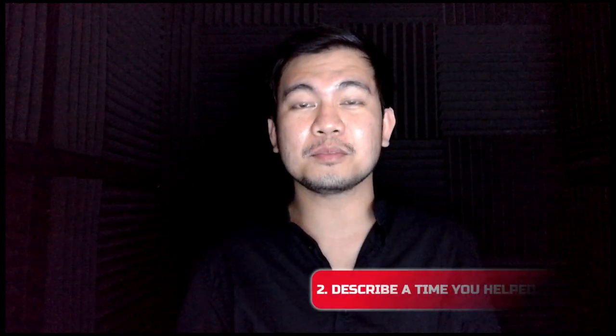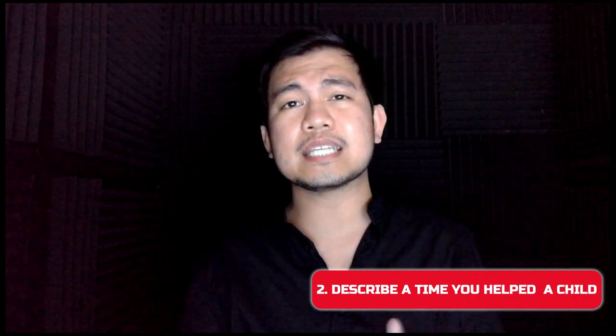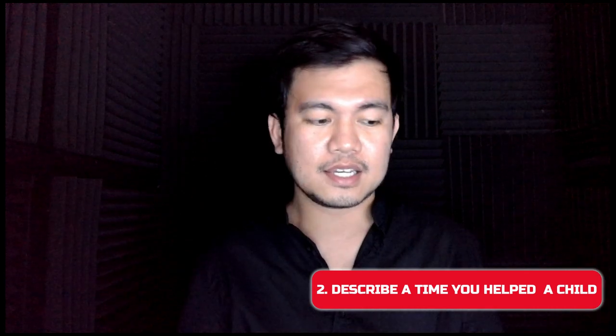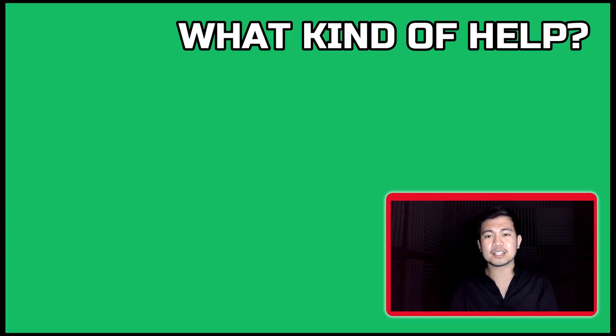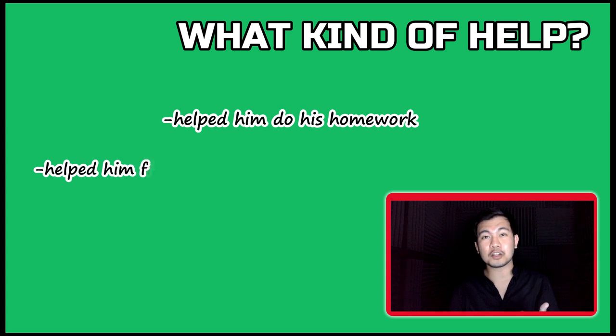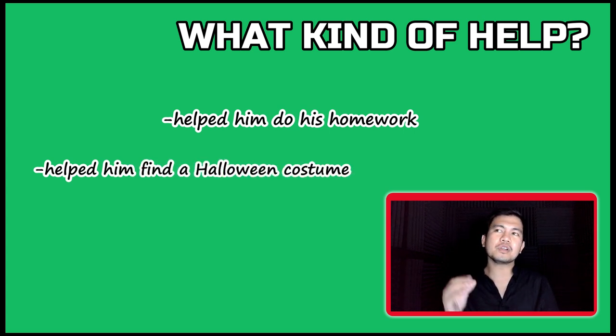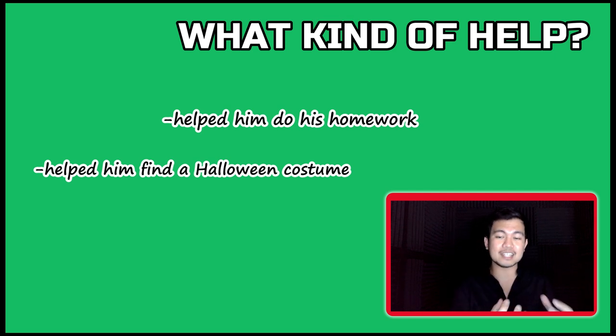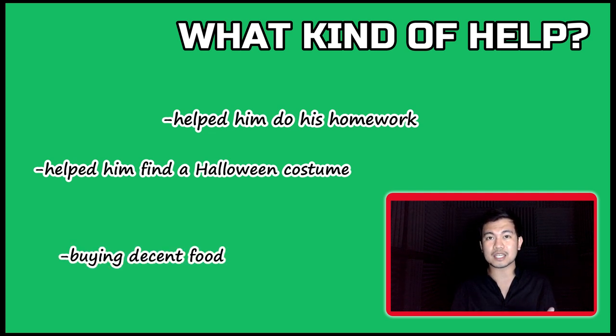Next, a time you helped a child. Well, there are so many instances in the past that we helped a child. For instance, we helped him do his homework, or we helped him find a Halloween costume. Now here, if you're living in a developing nation, or if you visited one, or you watched some news about the living conditions of children in those countries, then you can use those pieces of information to create or develop a story. For example, let's say you helped a child by buying him some decent food and drinks.